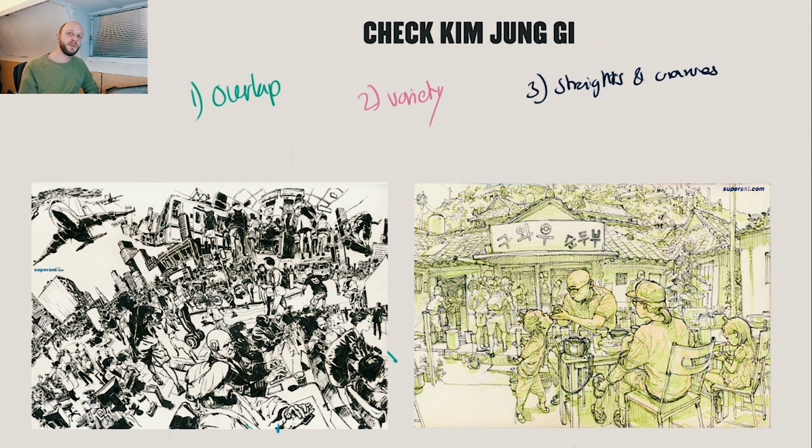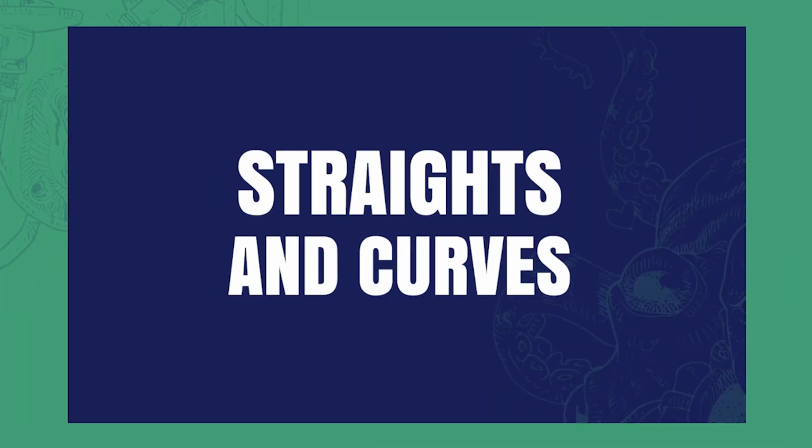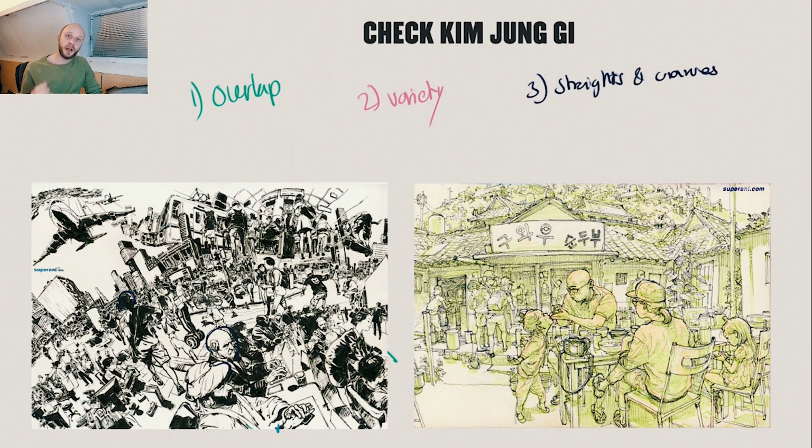And last but not least, let's have a look at straights and curves. Now as you can see on this left drawing, he's actually using straights for the buildings and for all the interior, and the curves are mainly in the head and in the people themselves. And of course on the top of the plane.